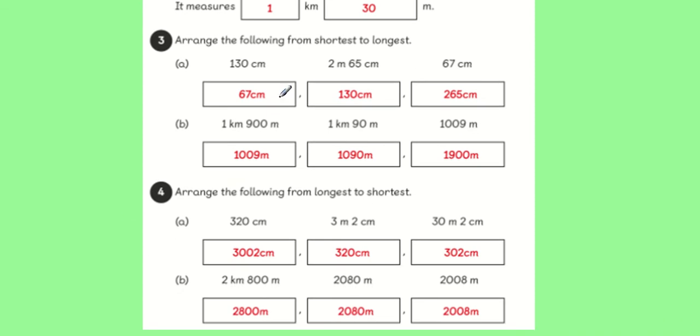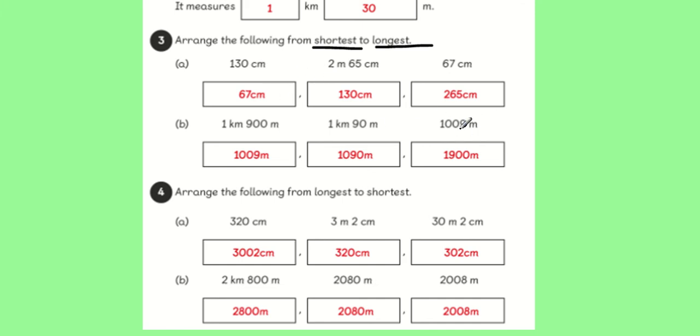In these ones, we're arranging them from shortest to longest. Okay, so we had to put 2 metres 65 centimetres into just centimetres, which is 265 centimetres. And that's going to be our longest one. 130 is in the middle, and 67 is our shortest distance.